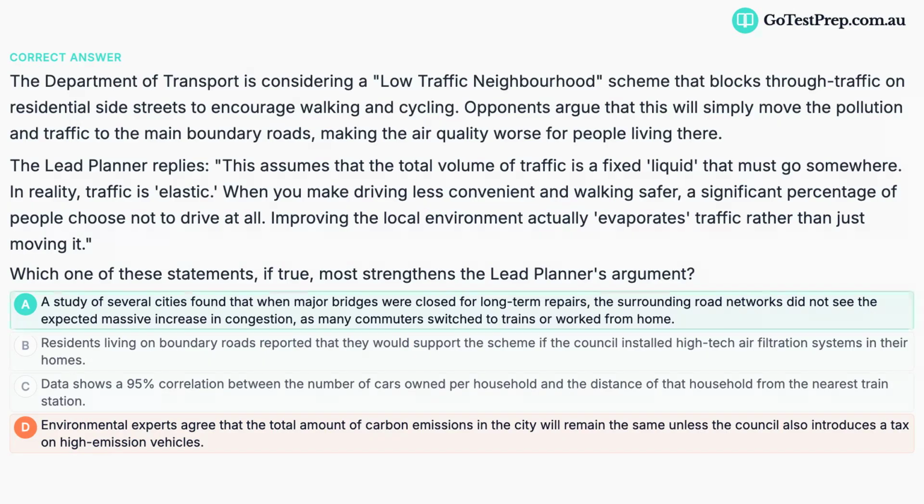Okay, so the correct answer is option A. A study of several cities found that when major bridges were closed for long-term repairs, the surrounding road networks did not see the expected massive increase in congestion, as many commuters switched to trains or worked from home. Nice work following along.